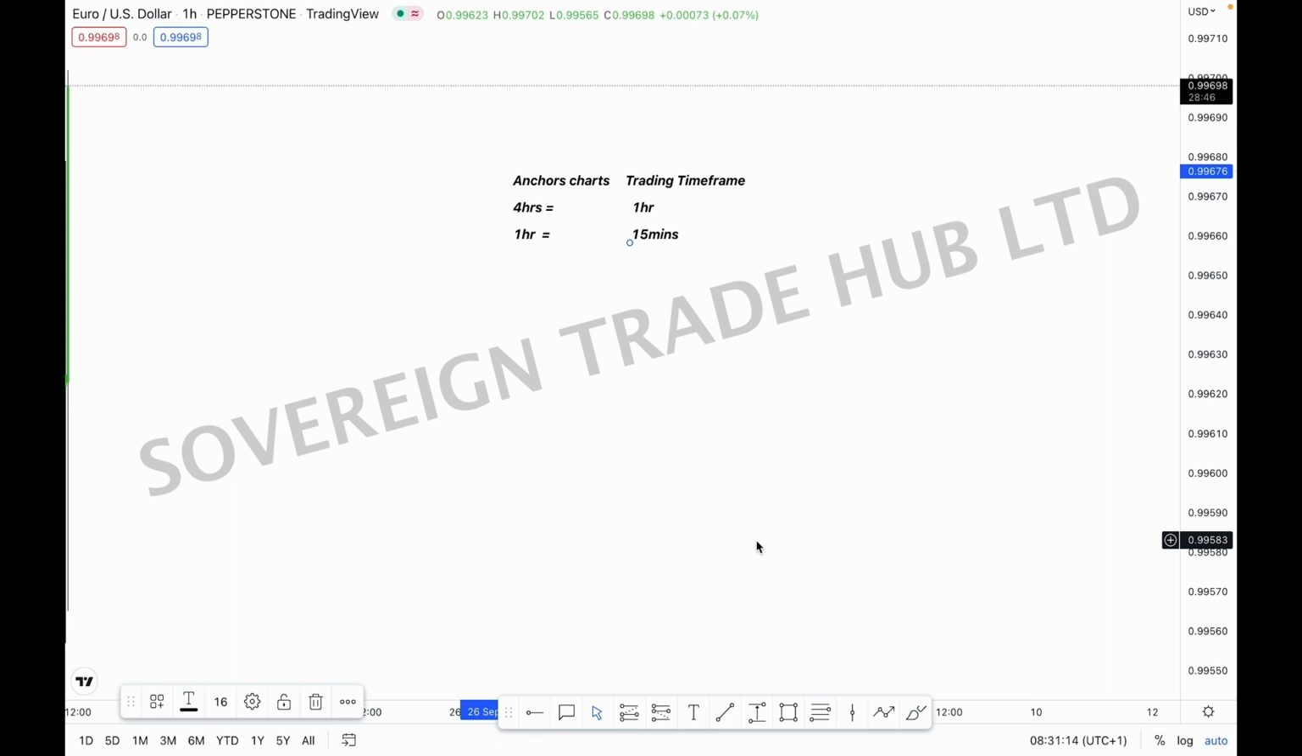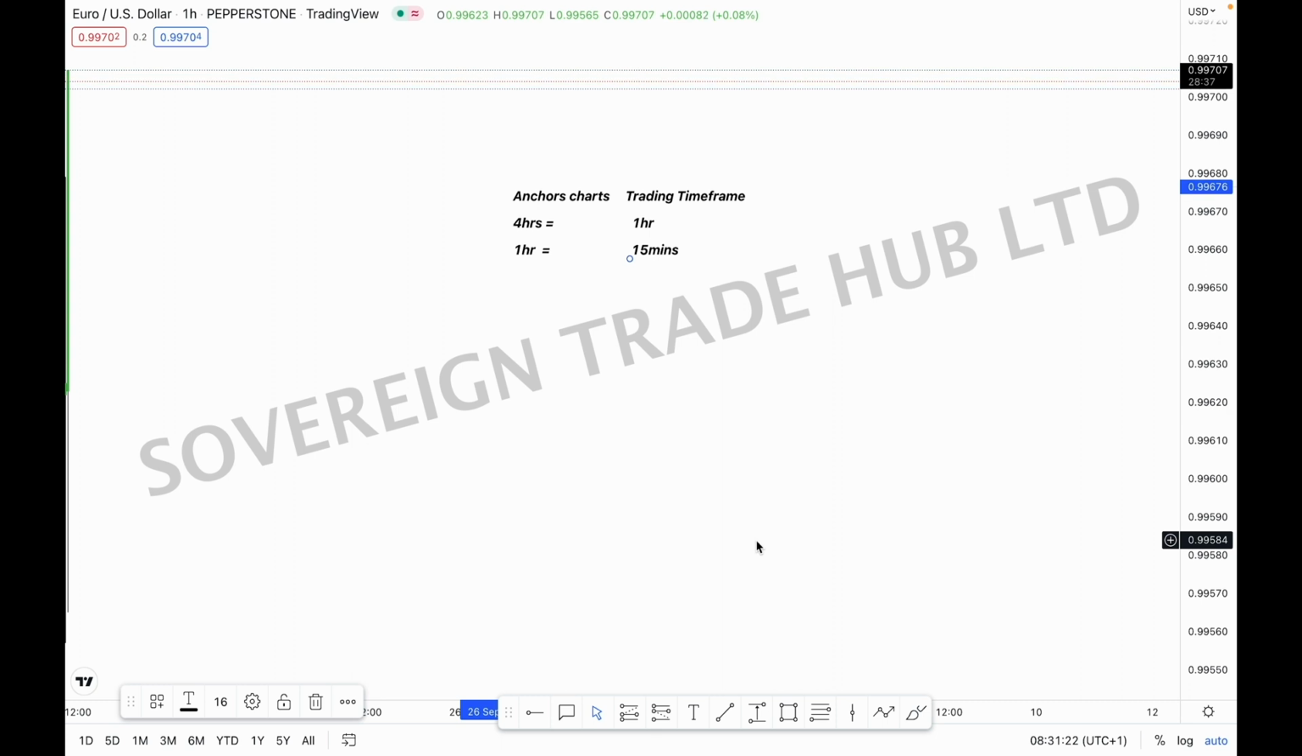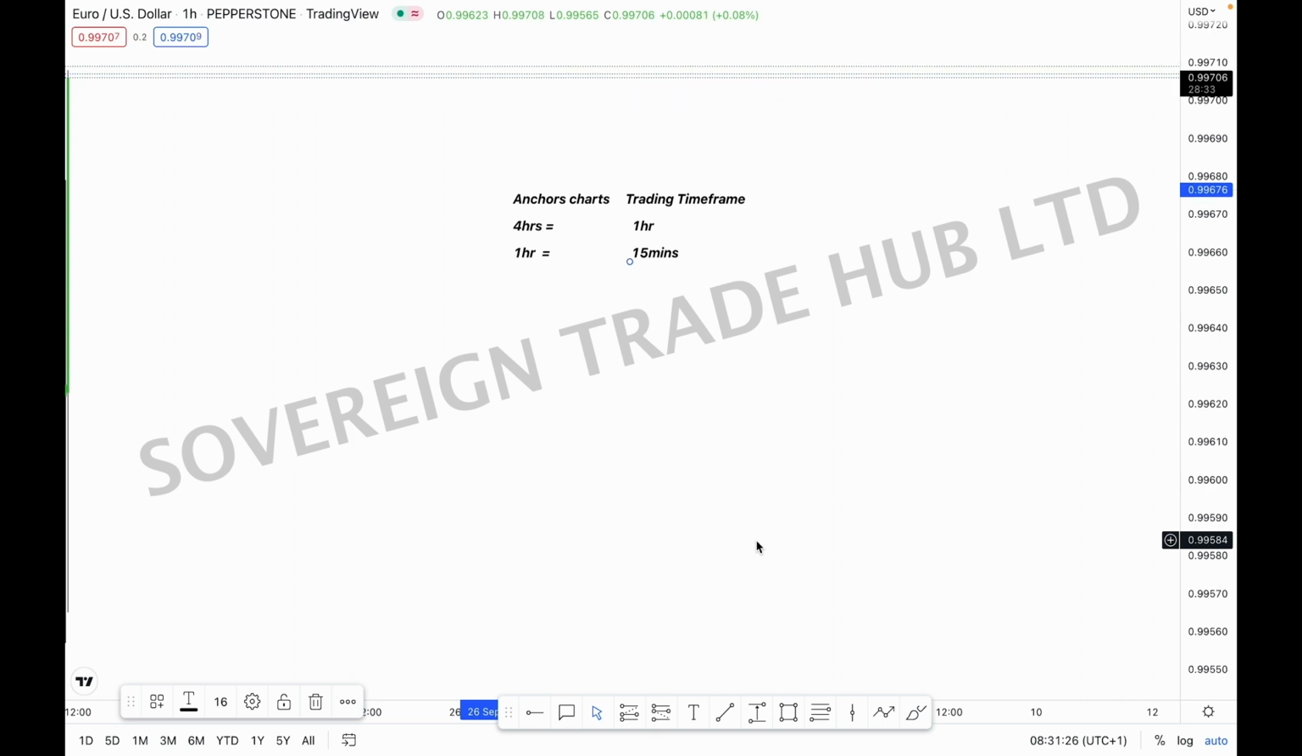Now, what do I mean by the word anchor chart? When I say anchor chart, I mean this is the chart I look at to understand or ascertain the current bias or order flow in the market. My trading time frame is the time frame where I go to take trades in the direction of, or relative with, the existing bias, which is the current bias in the market.